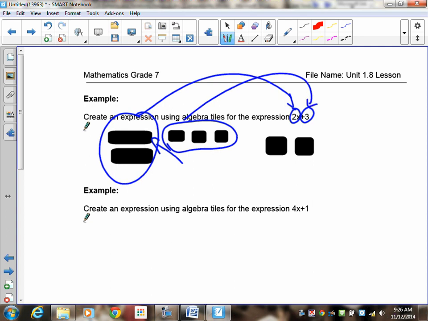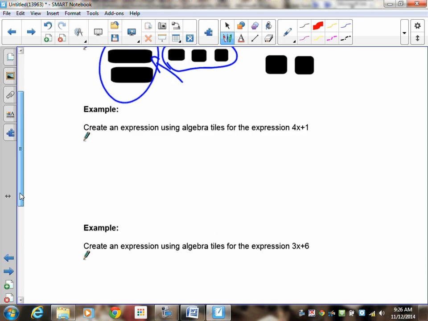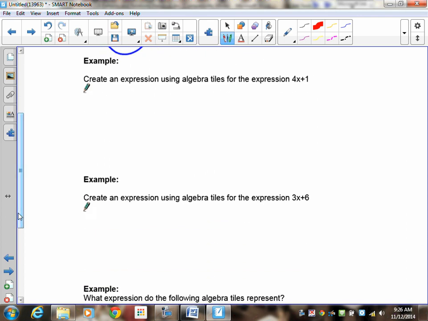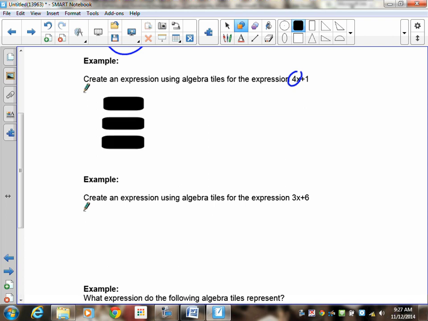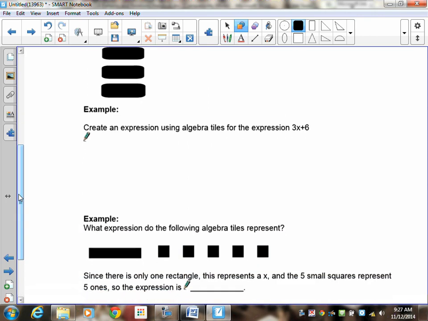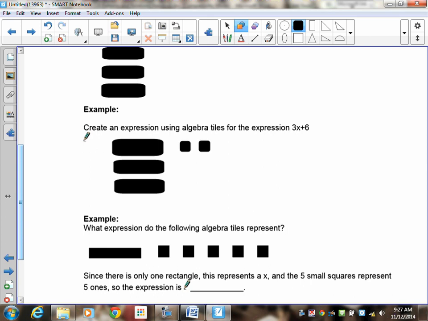To create 4x plus 1, I have to draw 4 x's this time. So I'm going to grab my rectangle and create 1, 2, 3, 4. There's my 4 x's, and there's my 1. To create 3x plus 6, I need 3 rectangles, 3 variables. There's my first x, there's 2 x's, there's 3 x's, and for my 6, 1, 2, 3, 4, 5, 6. So there's 3x plus 6.